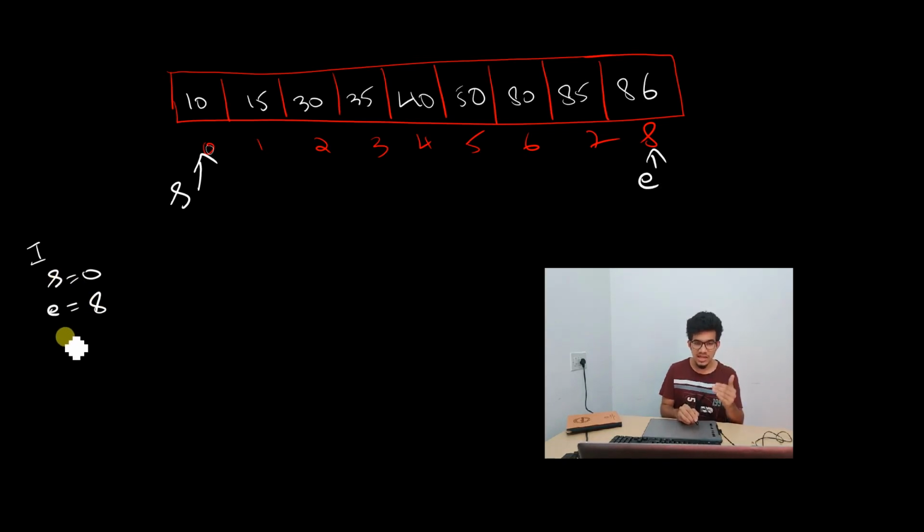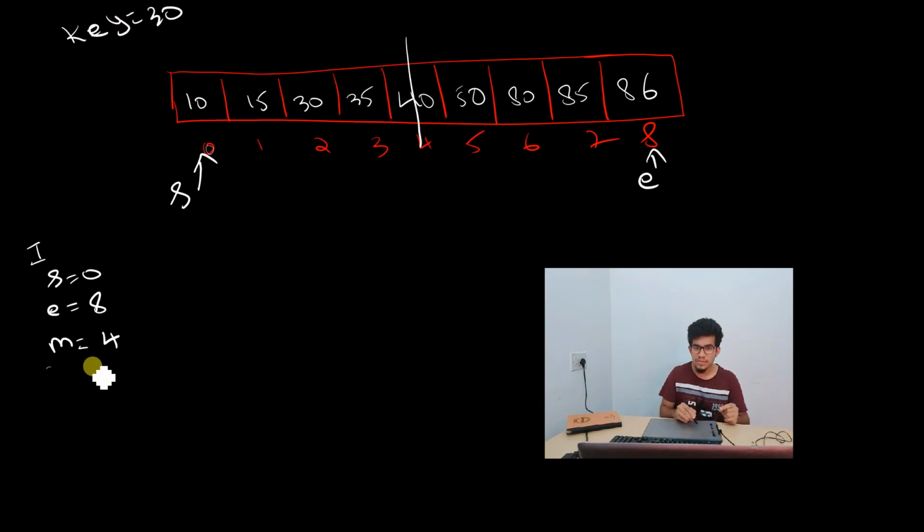So I have starting and ending. Then definitely I have the mid, that is start plus end by 2, that is 4. After I have this, what should I check? Right now my key value is 30. Let it not be 15, let it be 30. My key is 30, so I will split this in half. Don't think the m value is 40. The m value is 4, which means the mid element is present at index 4.